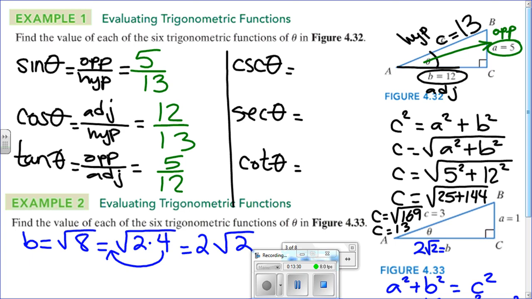Elena, go next, and then Valeria. So cosecant: 13 over 5. There you go. Who else? Valeria, and then I'll take David. All of you will get a chance. We're not going to do doubles. And David: 12 over 5. Very good.